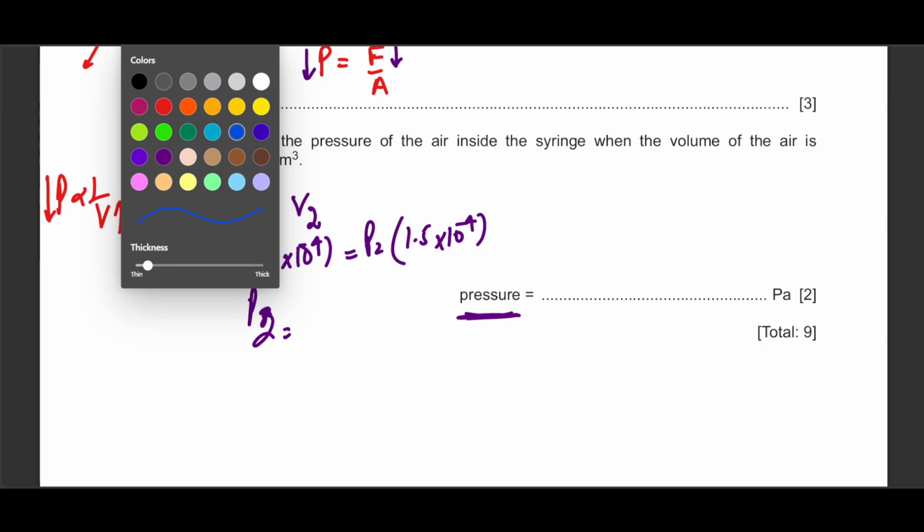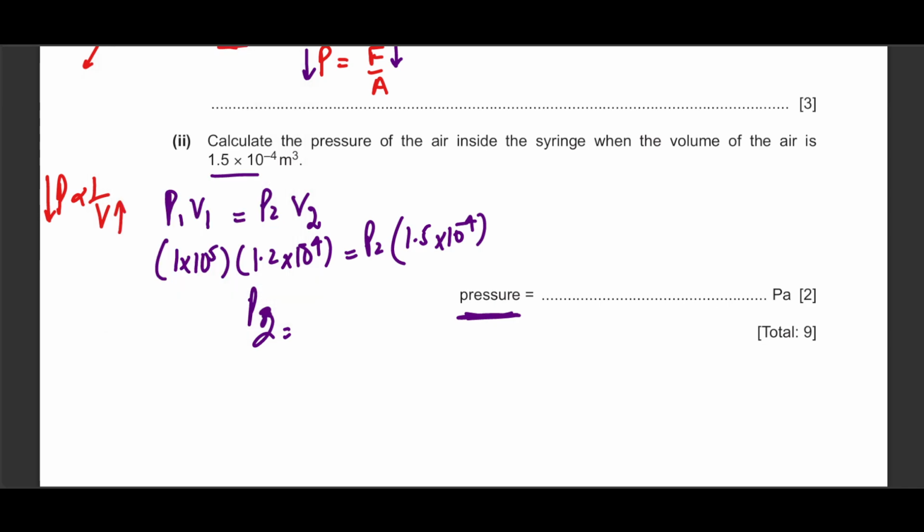Now, this is used for prediction. Mentally you can predict whether you should expect an answer greater than this or smaller than this. I am predicting that I should expect an answer smaller than this. And would you look at that? If you calculate this, your answer comes out as 80,000 pascals, which in standard form becomes 8 into 10 raised to the power 4, which is less than 1 into 10 raised to the power 5. So again, I don't have to recheck my answer because my prediction is correct.